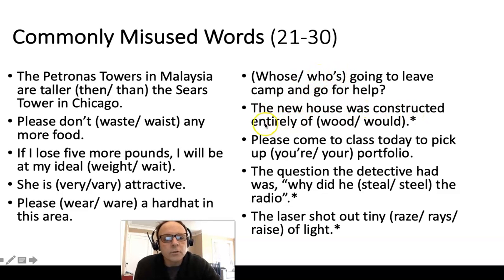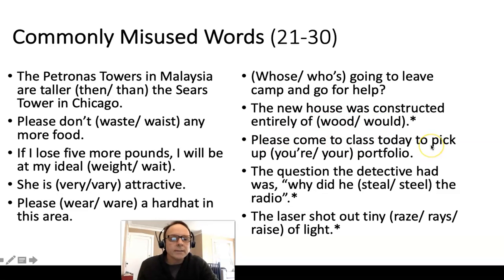The new house was constructed entirely of wood. So the first one is like what comes from trees, right, to build things. And the second one is I believe a modal, which is like would you, could you, should you, those kinds of words. So W-O-O-D is the correct choice here.